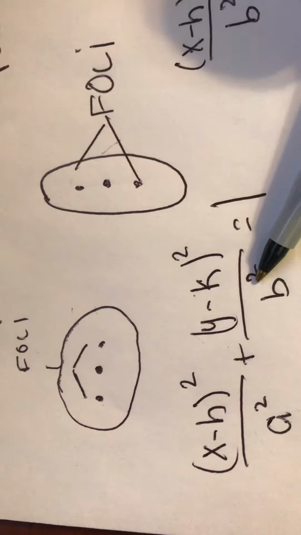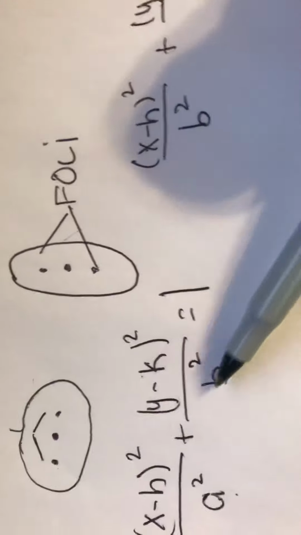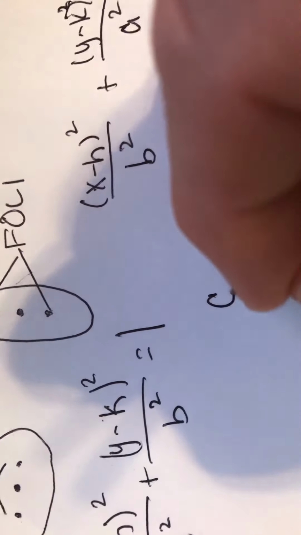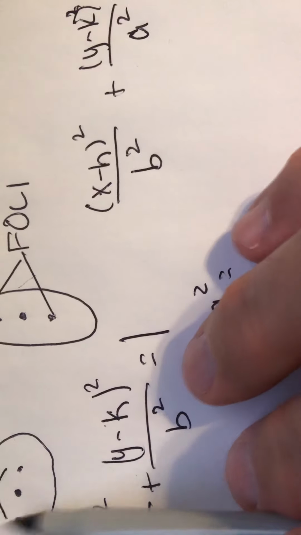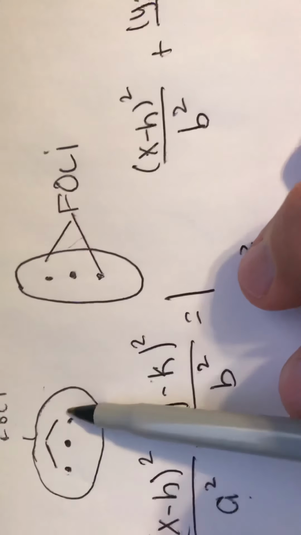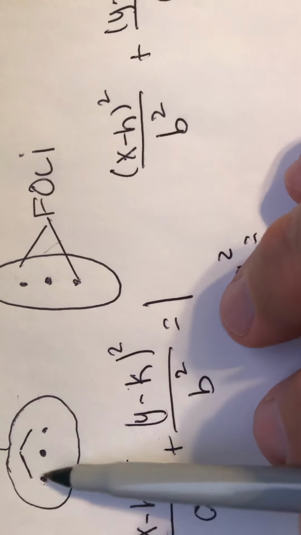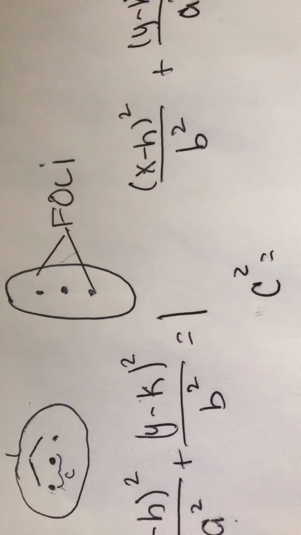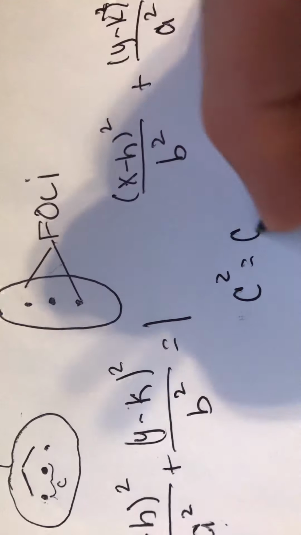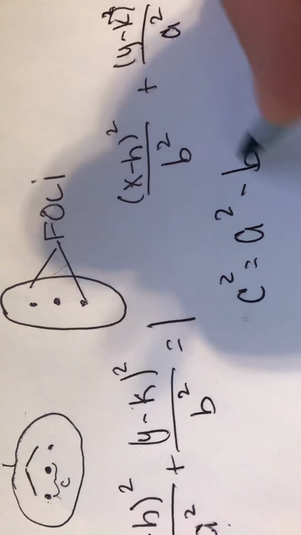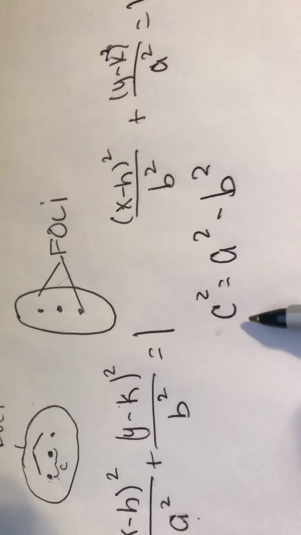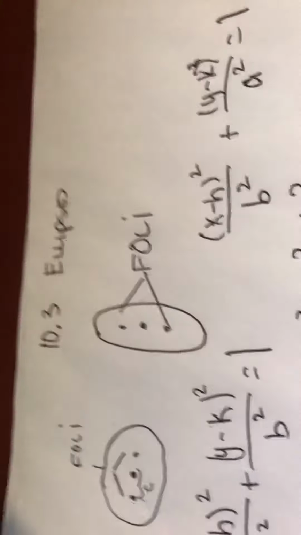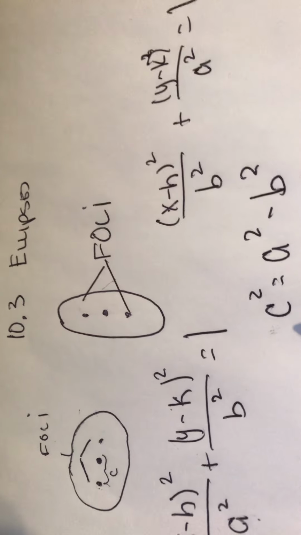b squared value. That's always true, because the value for c, which is the distance from the focus point, either one of them, doesn't matter which, the distance from the focus to the center, that is my c value. And this relationship is always true: a squared minus b squared equals c squared. So far, so good.